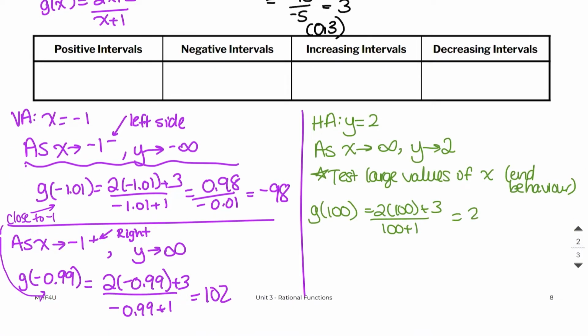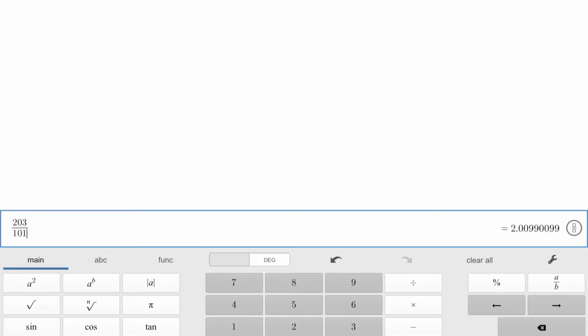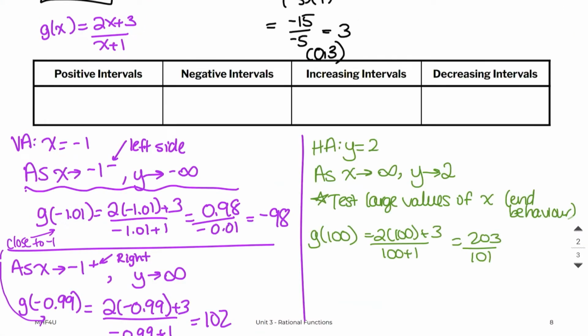So I end up getting 203 divided by 101. Let's see what that gives us. So this right here gives me 2, pretty close to 2, but this number is slightly above 2, which should make sense to you, because 203 is slightly more than double 101. So I get 2.01. So here I'm going to say that this is going to be equal to 2.01, which means that it is approaching 2 from above, because 2.01 is higher than 2. So we say here that it's approaching 2 from above.